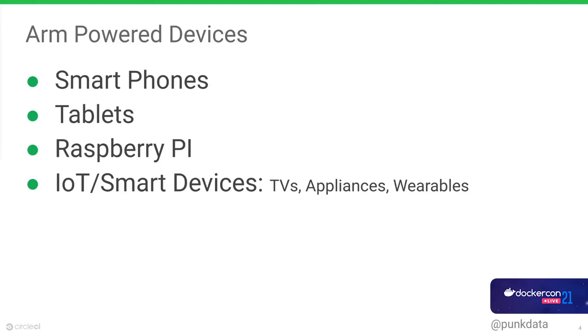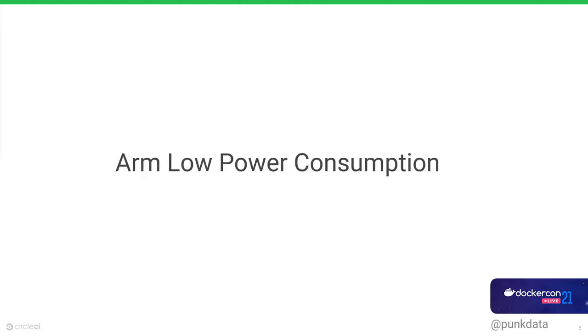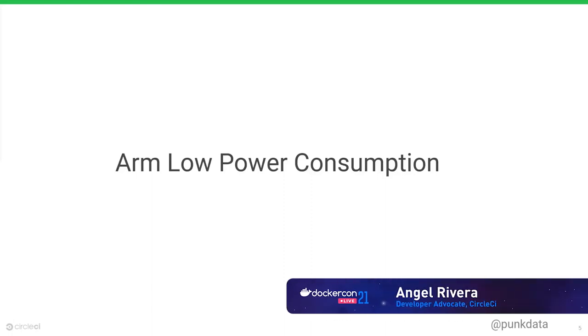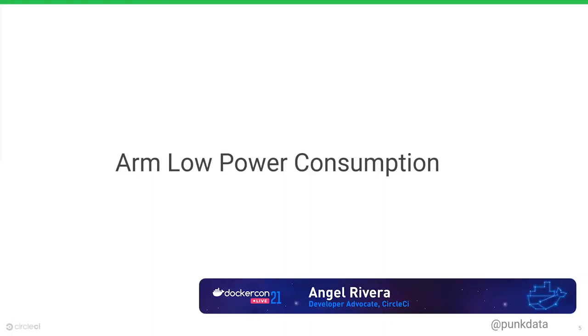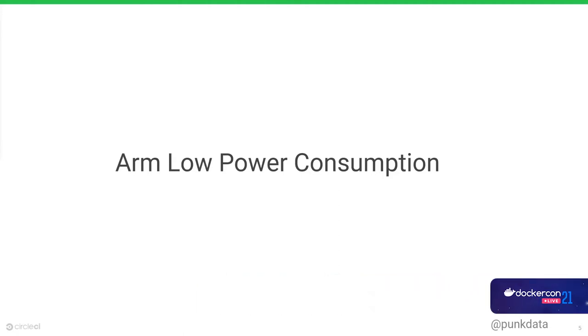So ARM has been in existence again for quite some time, especially in these types of devices. But if you notice, a lot of these devices are generally powered by batteries. And the reason that ARM is the processor of choice when it comes to battery operated or mobile devices is because ARM has the ability to compute data using very low power consumption. So it uses minimal power to accomplish its processing tasks.